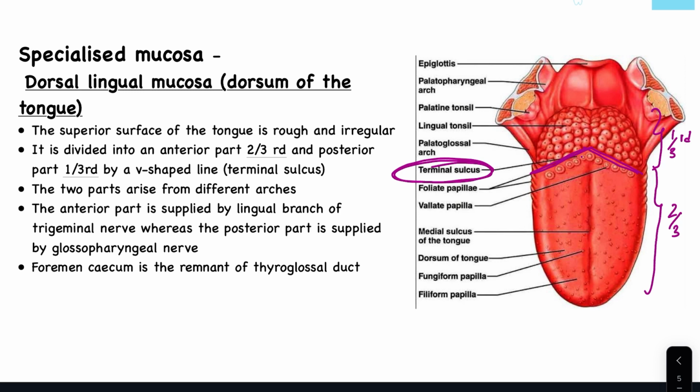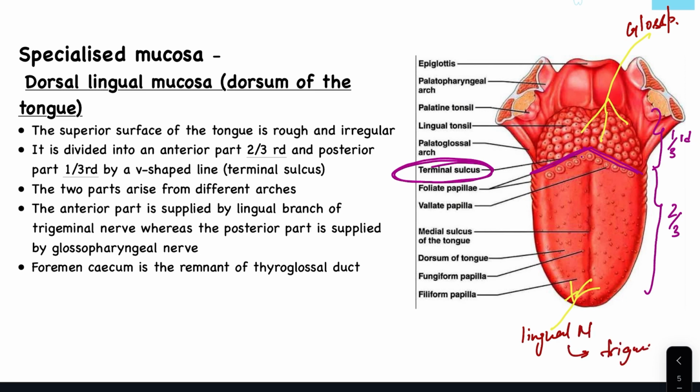The anterior part is supplied by the lingual branch of the trigeminal nerve, whereas the posterior part is supplied by the glossopharyngeal nerve. So if I have to draw it over here, the anterior part has a different nerve supply, and the posterior part has a different nerve supply. The posterior part is supplied by the glossopharyngeal nerve, and the anterior part by the lingual nerve, which is a branch of the trigeminal nerve.